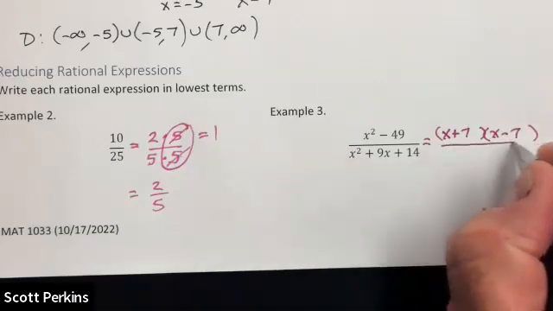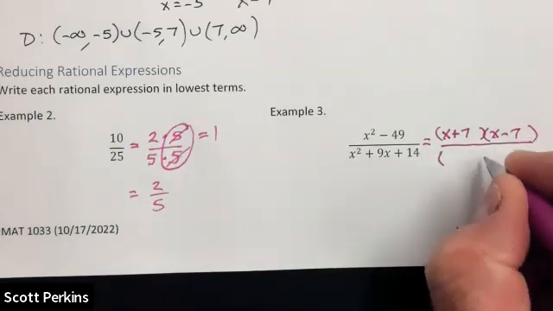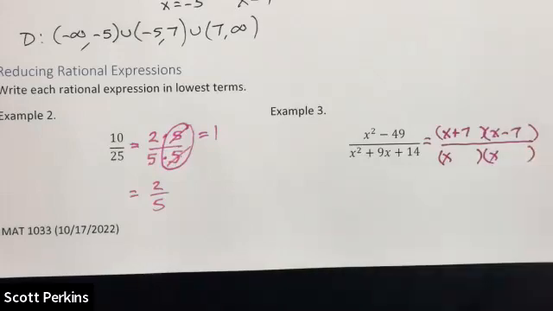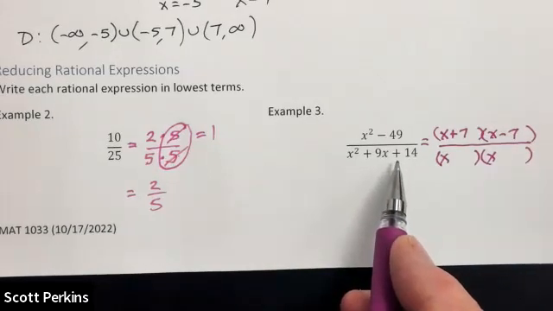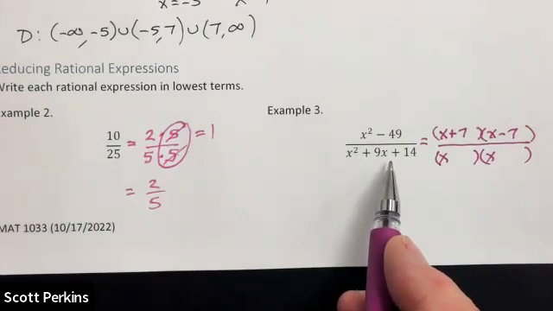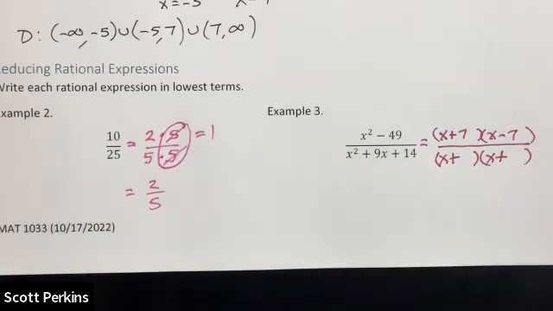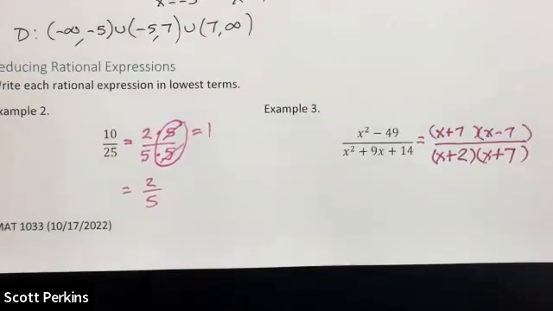And then in the denominator, we have a trinomial with a 1 in front of the squared term, so I'm going to unfoil it. So x squared is x and x. The positive 14, the positive in front of my lasts, means what are my signs going to be? They're both going to be positive. And then the two factors of 14 that add up to 9 are 2 and 7, or 7 and 2. Doesn't matter what order. Okay, I'm going to give you a second to catch up to me.